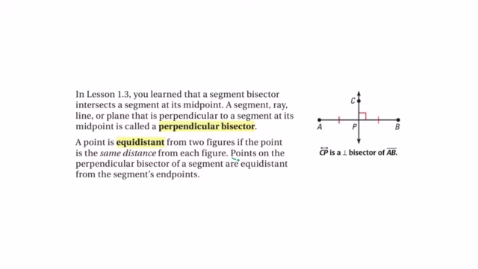That would definitely be a good note to take down. Points on the perpendicular bisector, any point on the perpendicular bisector, are going to be equidistant from the segment's endpoints. So for example, point C right there is on the perpendicular bisector, CP. So that means that I'm going to be equidistant from A and from B, equal distance.